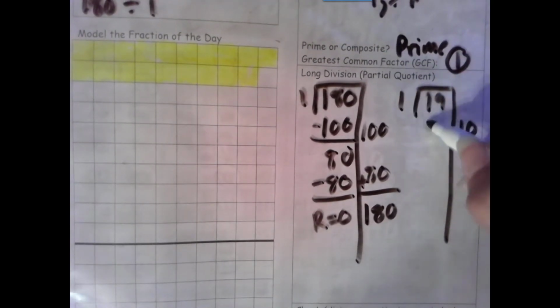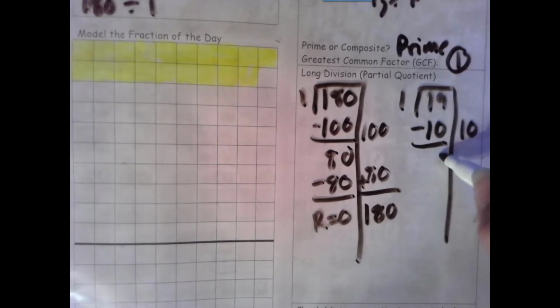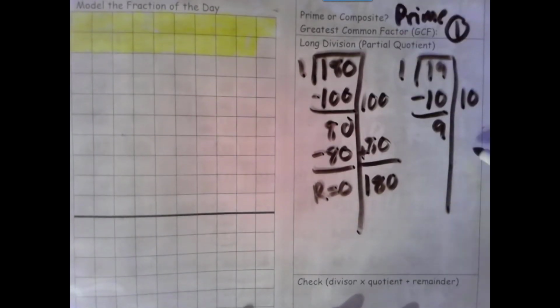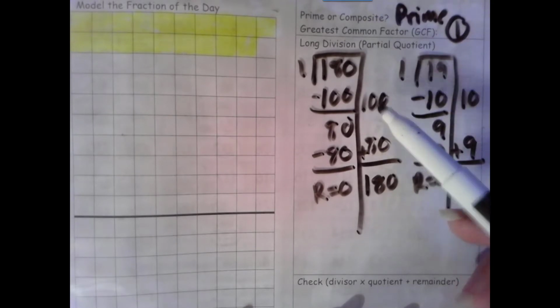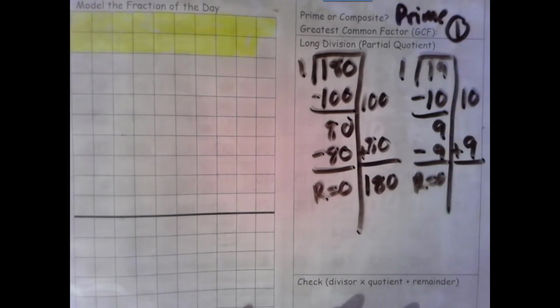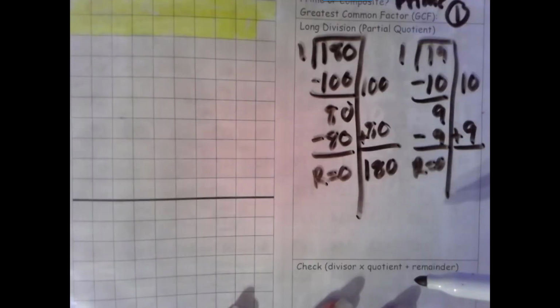Here, 10 times 1 is 10. More on top, no need to stop. 9 times 1 is 9. Numbers the same, zeros the game. If you already knew that 180 times 1 worked and 19 times 1 worked, that's fine. I just want to show you that there are many ways to get to the right answer. 10 plus 9 is 19.